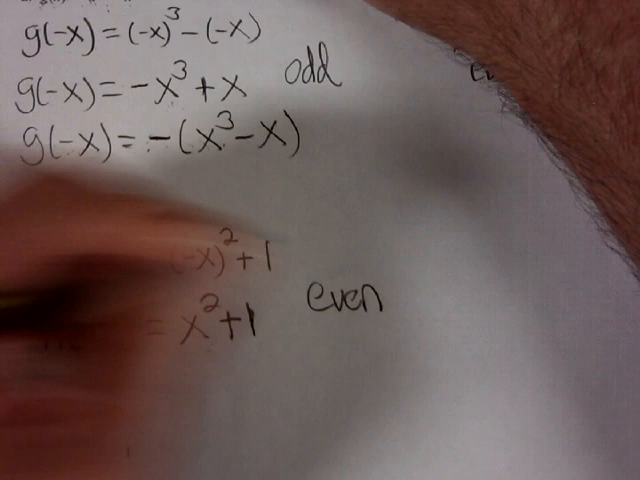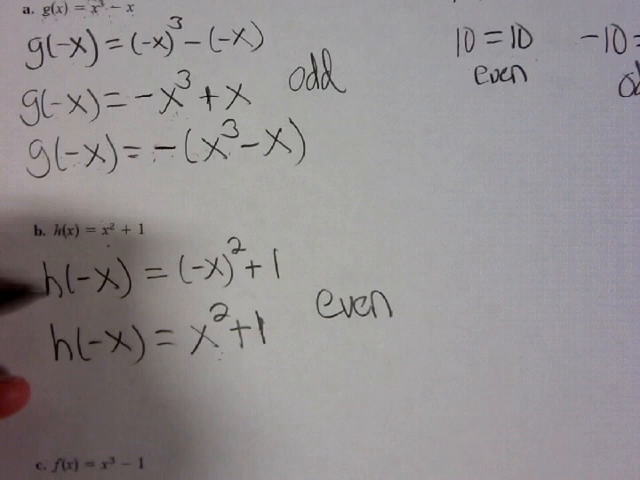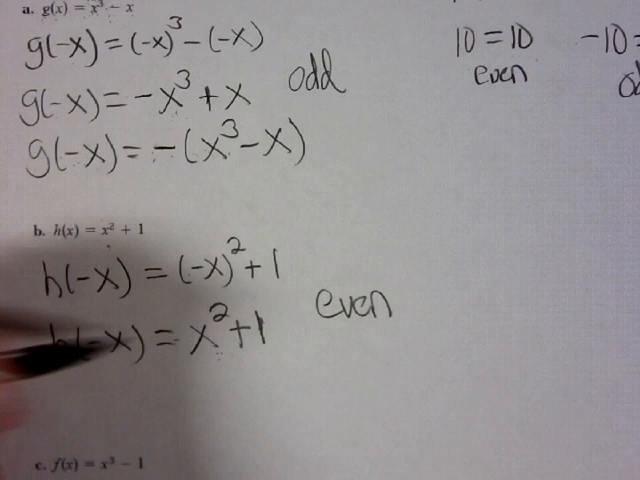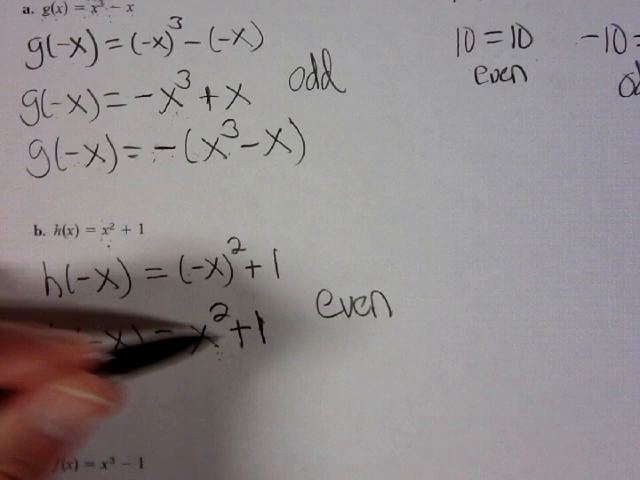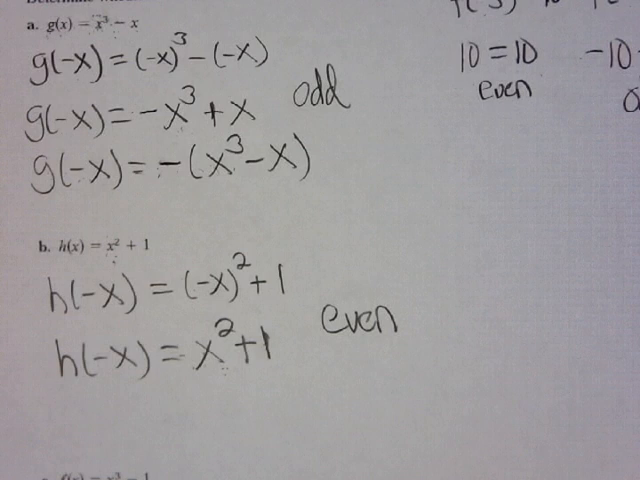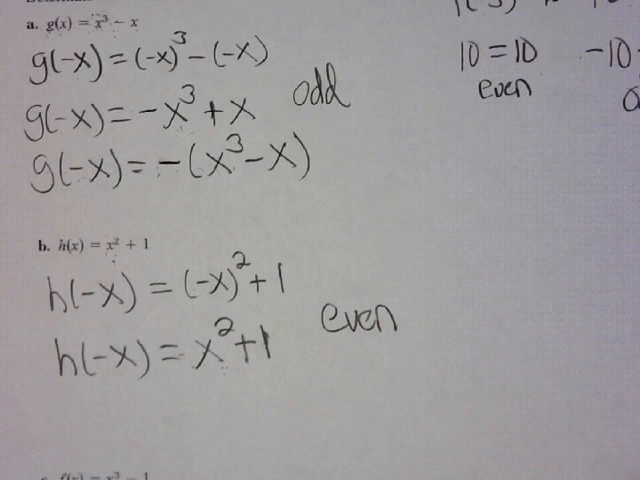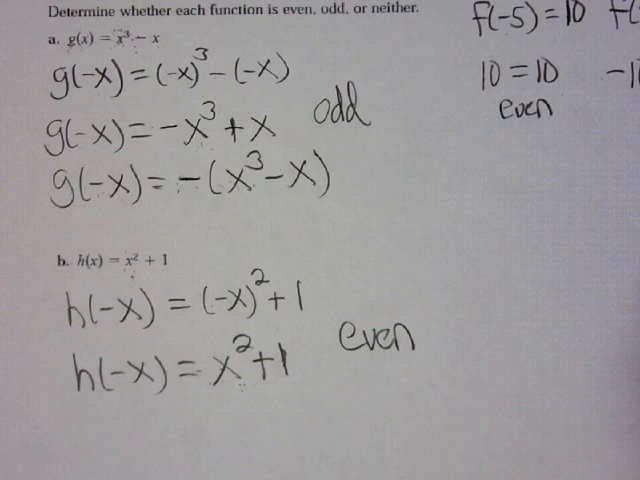Okay, so basically when you're testing these, you want to put h of negative x in there, simplify it down, and compare what you get with h of negative x to the original. If they're the same, it's even. If they're opposite signs, then it's odd. And if you come to a problem that you're not sure of, graph it on the calculator and determine from the graph, asking yourself, does it have y-axis symmetry? Even. Does it have origin symmetry? Odd. So if you're not sure you've done it right algebraically, double check it by plugging it into the graph. Okay? All right, the last one.